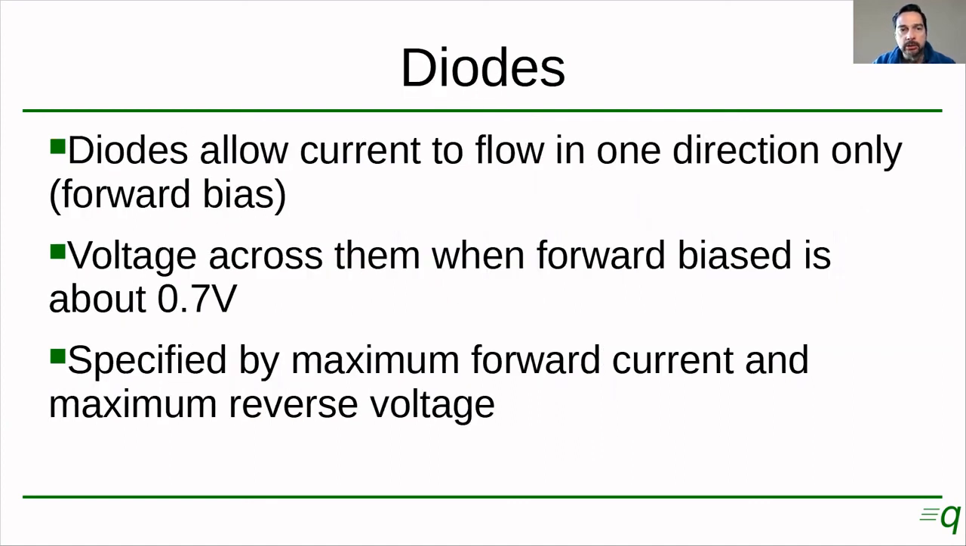Then we studied diodes. The main property of diodes is that they allow current to flow in one direction only, which is what we call forward bias. When diodes are forward biased, the voltage drop across them is about 0.7 volts. And diodes are specified by the maximum forward current and by the maximum reverse voltage that they can block.